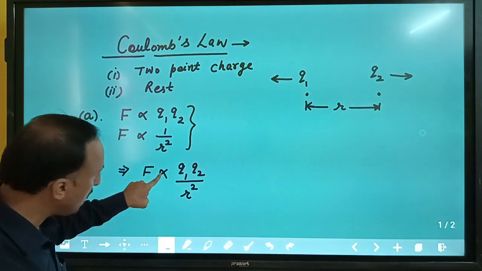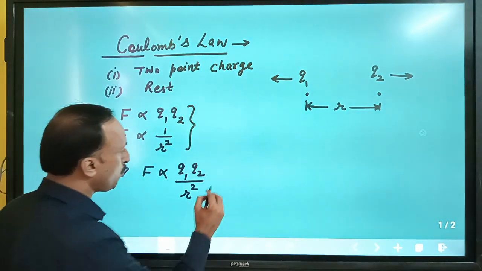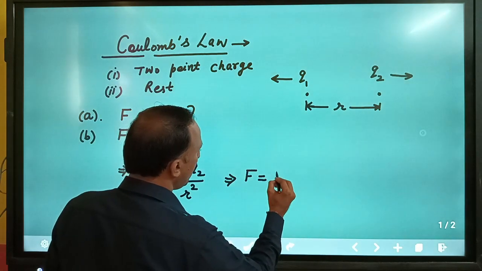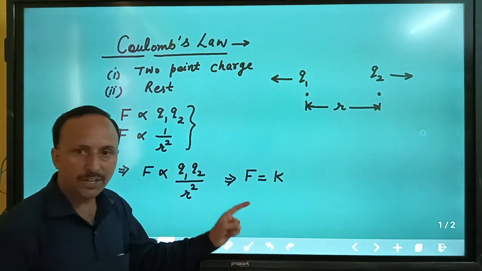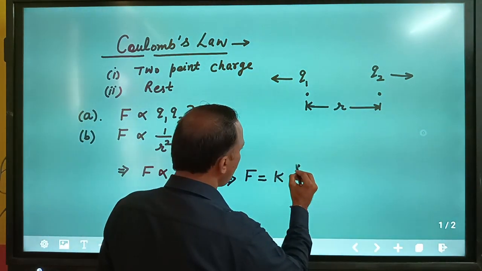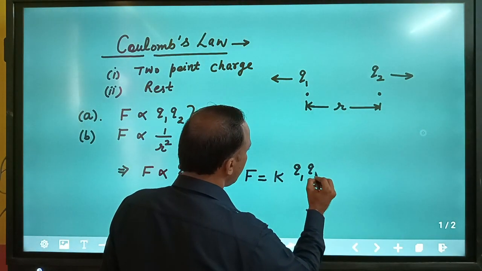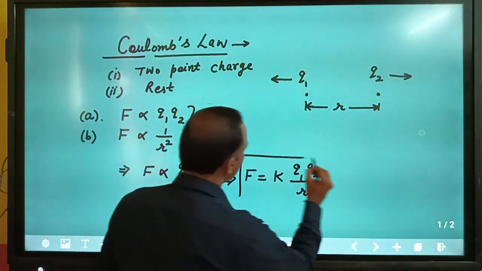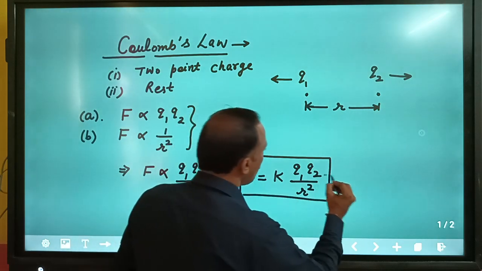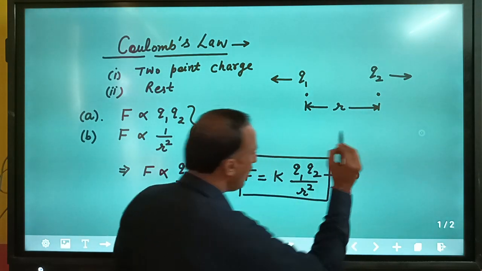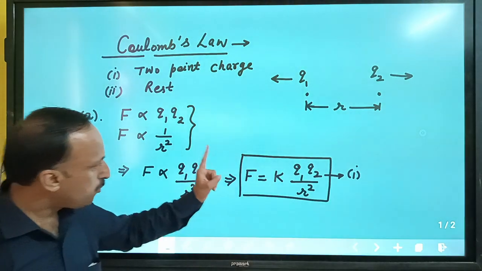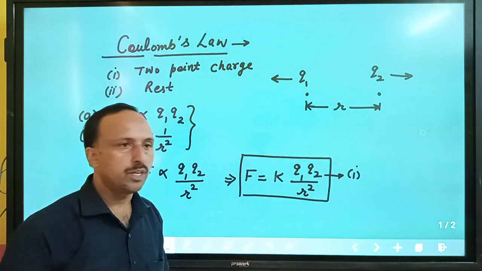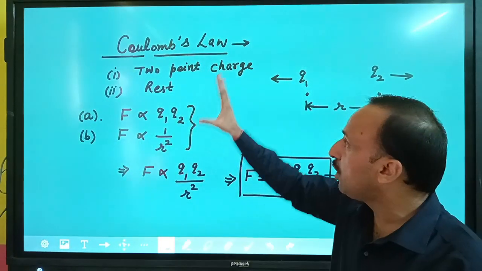So this is proportionality. While we are removing the sign of proportionality, there is always a constant which is introduced. So here the constant introduced is represented by k. So now the Coulomb force F is equal to k q1 q2 divided by r square, and this formula is known as Coulomb force. This is your equation number 1. So according to Coulomb's law, force is always equal to k q1 q2 divided by r square. This is part 1 while we are studying Coulomb's law.